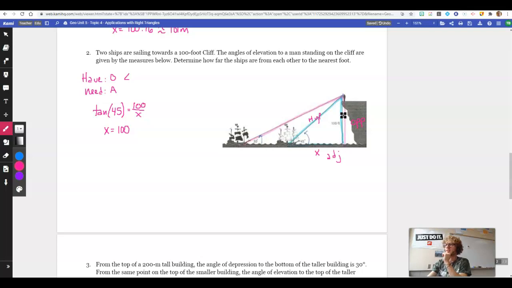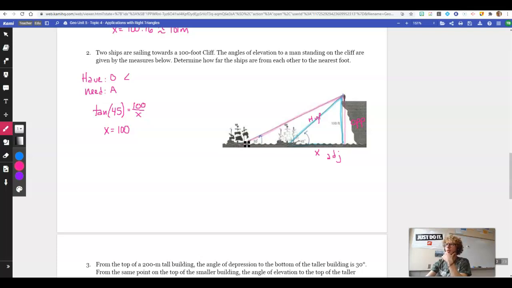This is an isosceles triangle. This should make sense to us if we think about it, because if this is 45, then this is 45. And that means this is an isosceles triangle with two congruent angles, meaning we have two congruent sides. So x is equal to 100.